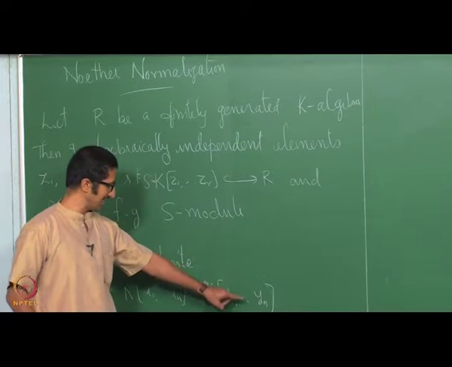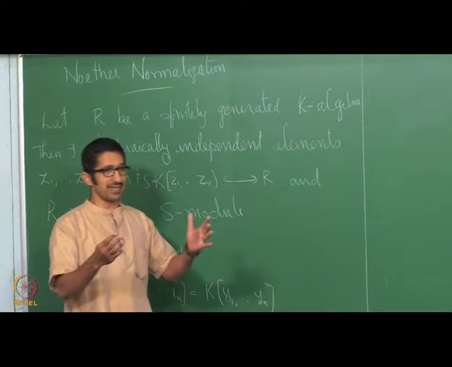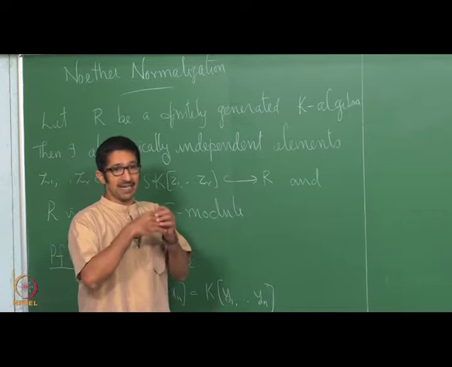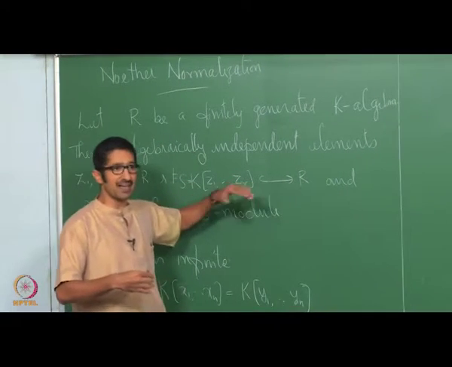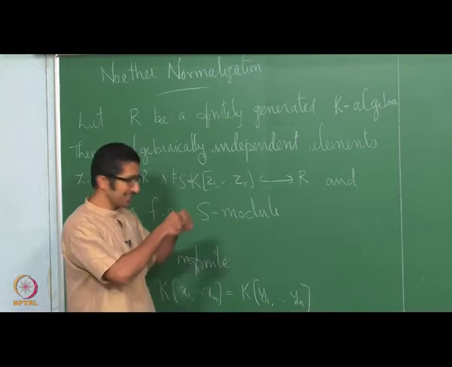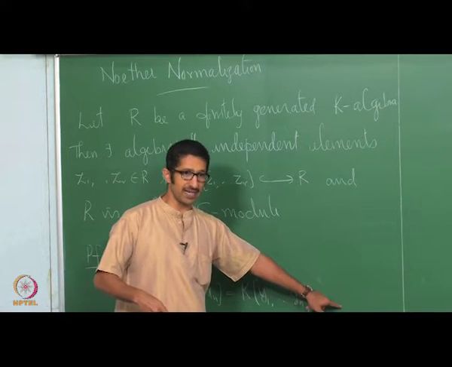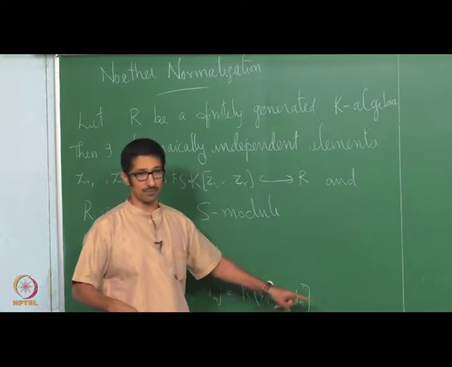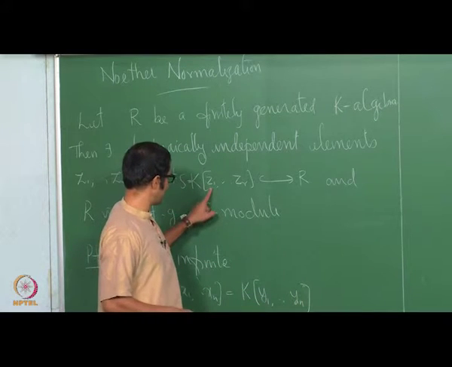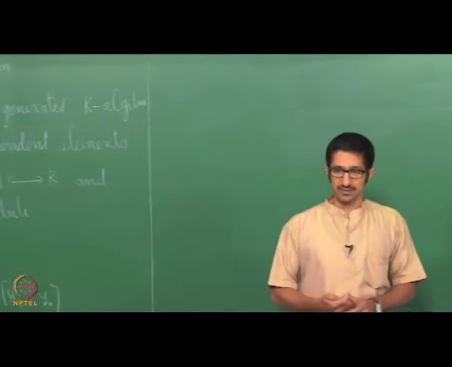Therefore yn is integral over K[y1, ..., yn minus 1]. Now K[y1, ..., yn minus 1] has only n minus 1 generators as a K algebra. Therefore we can apply induction and say that there exist variables z1 up to zr such that K[z1, ..., zr] injects into K[y1, ..., yn minus 1] and the extension is finite. Now K[y1, ..., yn minus 1] to K[y1, ..., yn] is again finite because yn is integral over K[y1, ..., yn minus 1]. Therefore K[z1, ..., zr] to R is finite. That is how we proved the Noether normalization lemma.